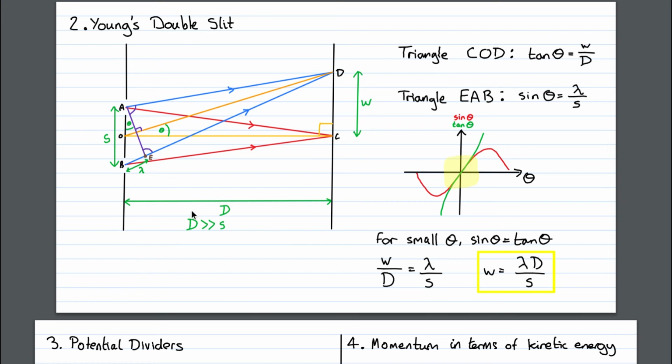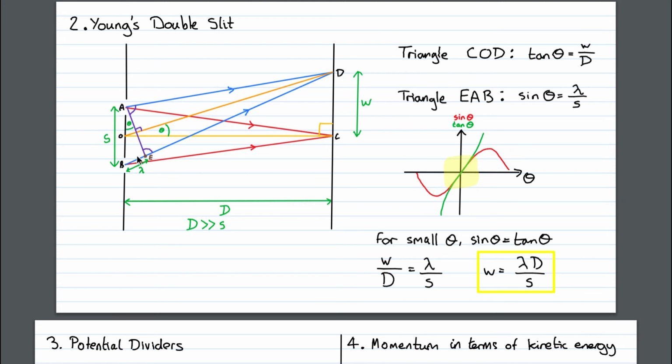And the greater D is, or I should say the larger d is compared to s, the closer to 90 degrees the angle at E and the angle at A become. They can't be 90 degrees because if they were, the rays would not converge. But given that the slits are so close together, it's a pretty good approximation that we can say the angle at E is 90 degrees. It will get closer and closer to 90 degrees as D gets bigger and bigger.